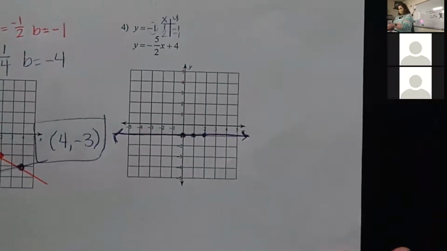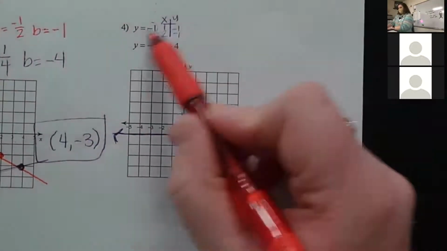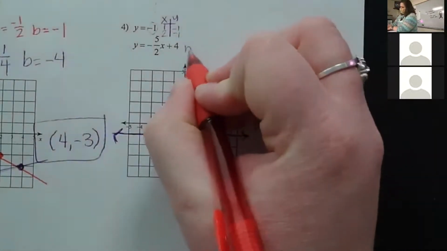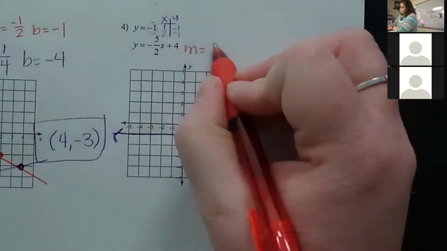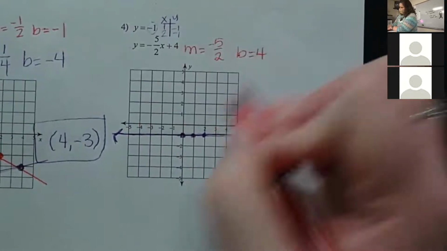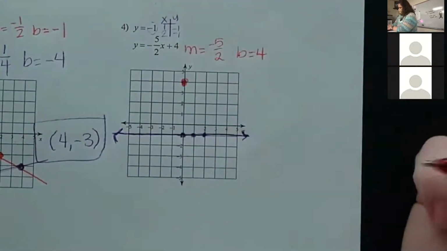Okay, so that's my first equation. Now I'm looking at my second one. Is that in my favorite form? Yeah. What's my m? -5/2. What's my b? 4. Start at 4.